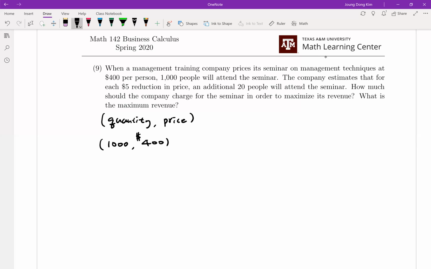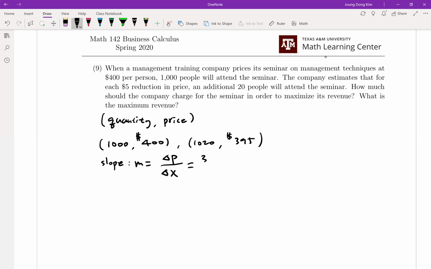And what was the second one? The company estimates that for each $5 reduction in price, an additional 20 people would attend the seminar, right? Which means they decreased the price by $5, so $395, and then they're going to have 20 more people attending, right? With this, we can find the linear relationship between these 2 points. First of all, we can easily find the slope, which is delta P over delta X.